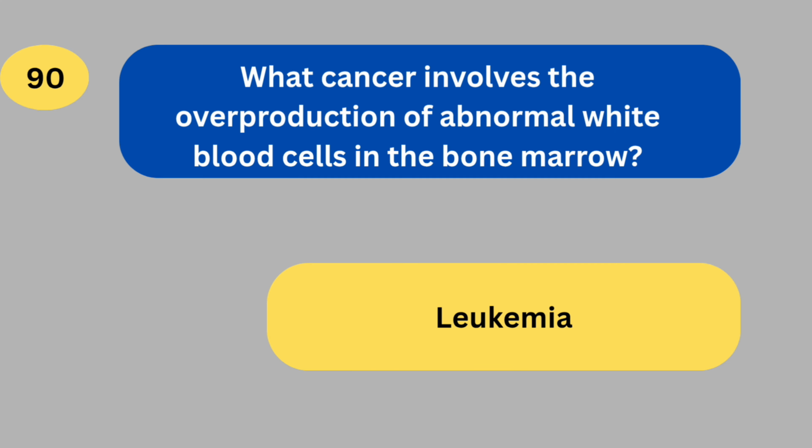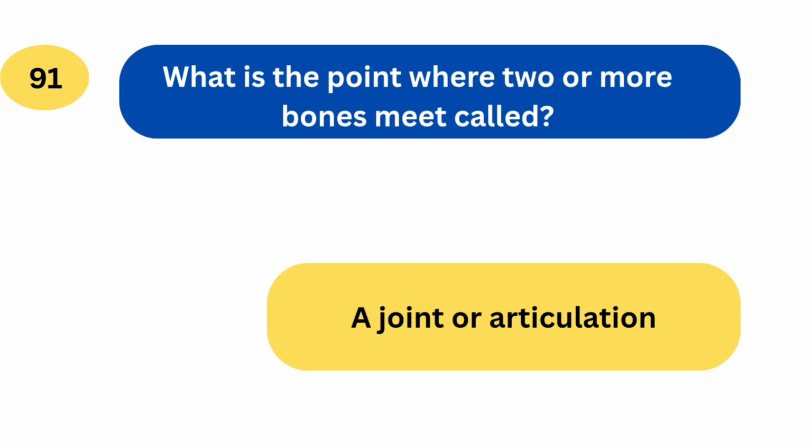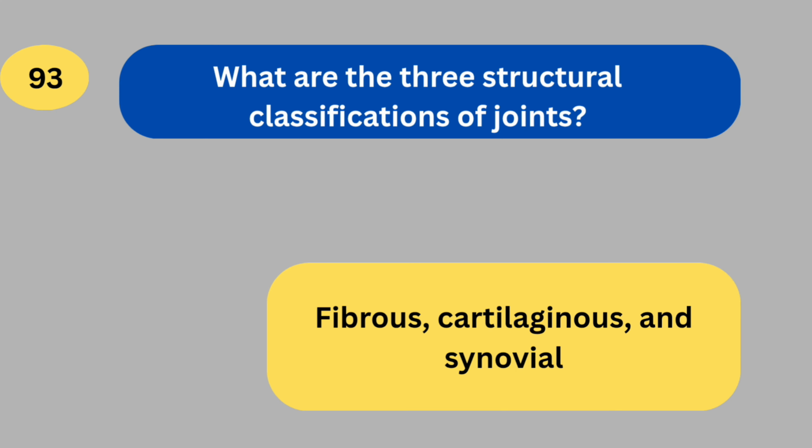Answer: leukemia. Next question. What is the point where two or more bones meet called? Answer: a joint or articulation. Next question. What are the three structural classifications of joints? Answer: fibrous, cartilaginous, and synovial.